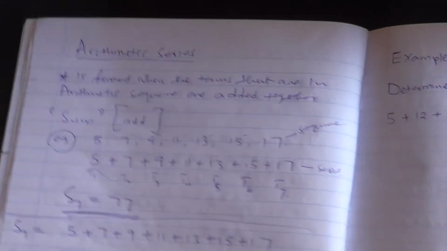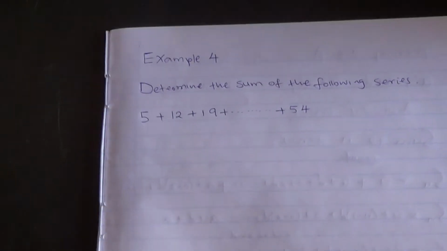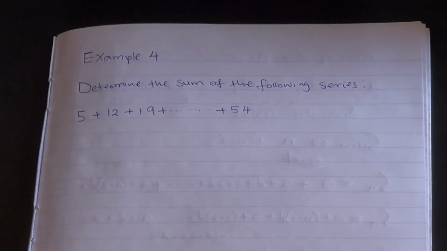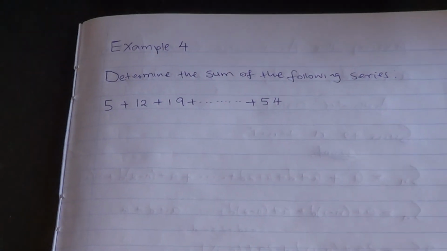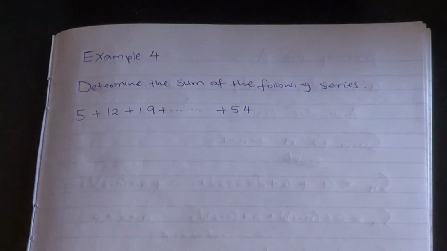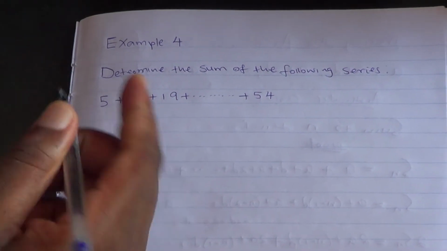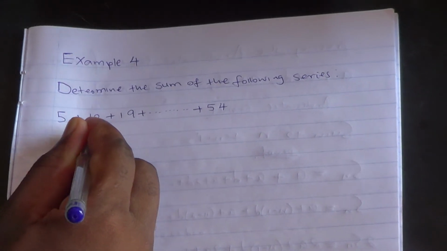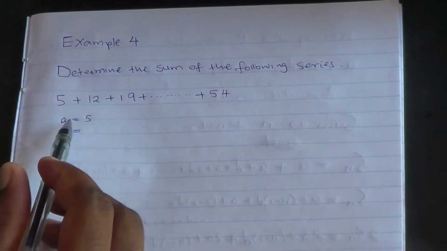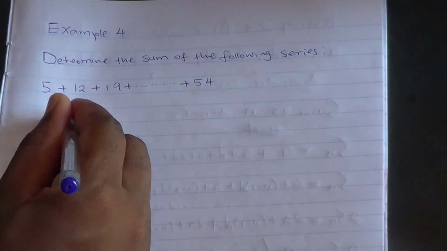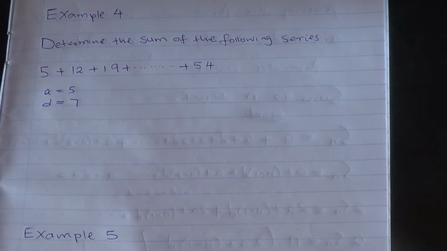Here are the last two examples of our lesson. Determine the sum of the following series. Here we have two formulas for the sum. When you check here, the value of a, which is the first term, is 5. We know d. What is the difference here? 7. 7 is the difference. But we don't have the number of terms.